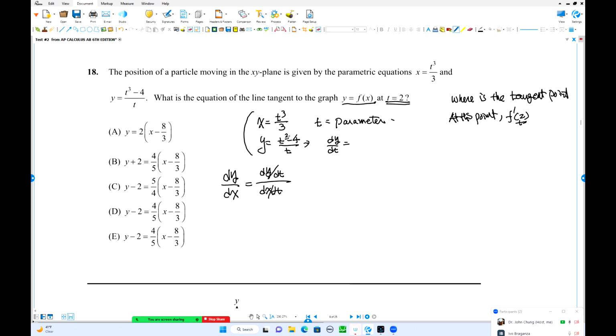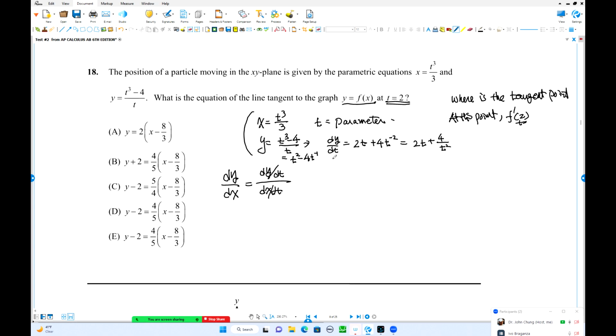dy dt equals, actually, this is what? t cubed over t is what? A little simplified, t squared, and 4 over t is what? 4 times t to the negative 1, right? So the derivative of t squared is 2t. The derivative of the next one is what? Negative 1 moves down, that is a positive 4 but t to the negative 2, right? This is exactly equal to 2t plus 4 over t squared.